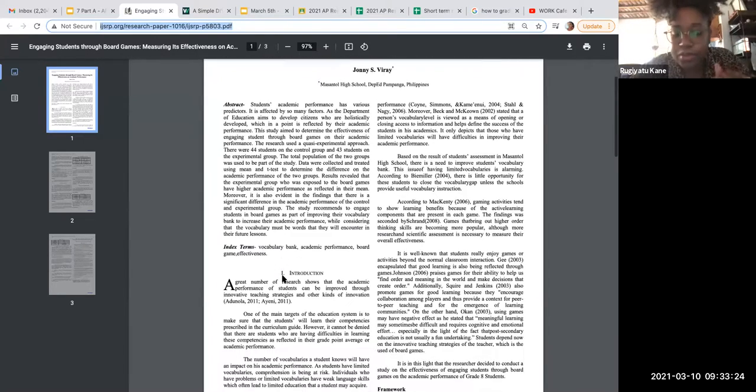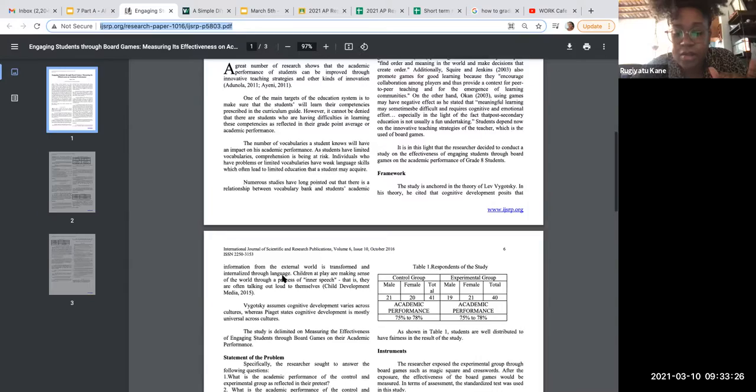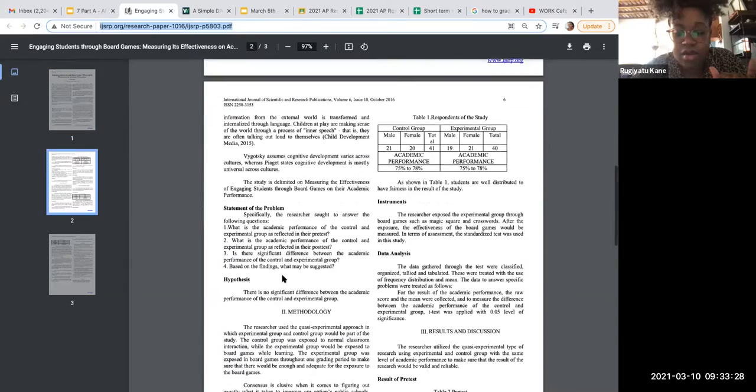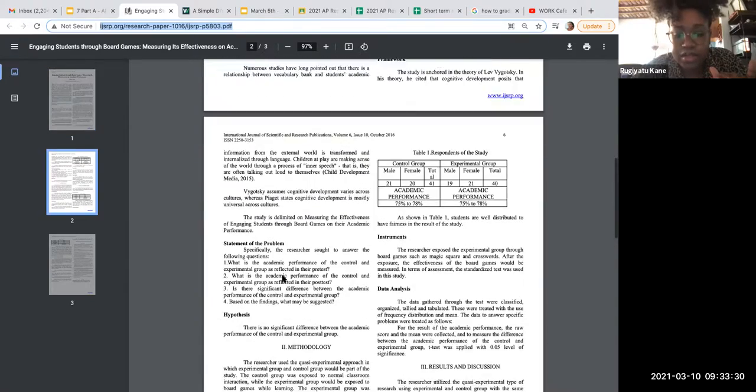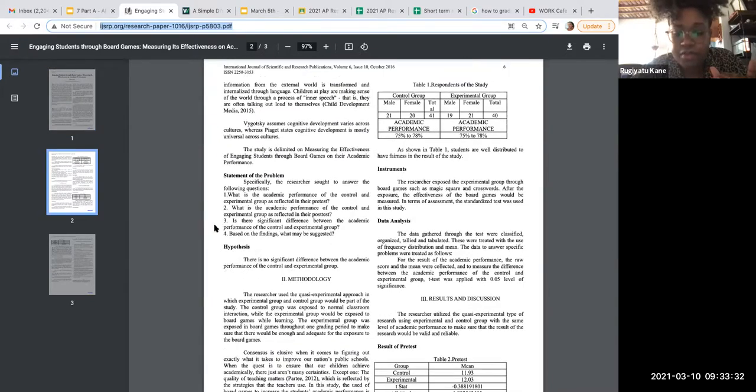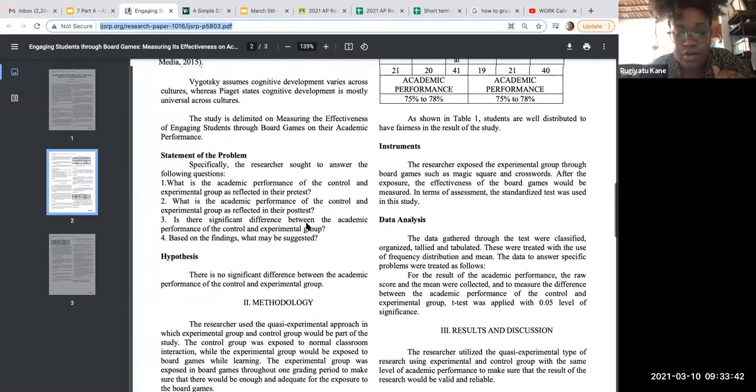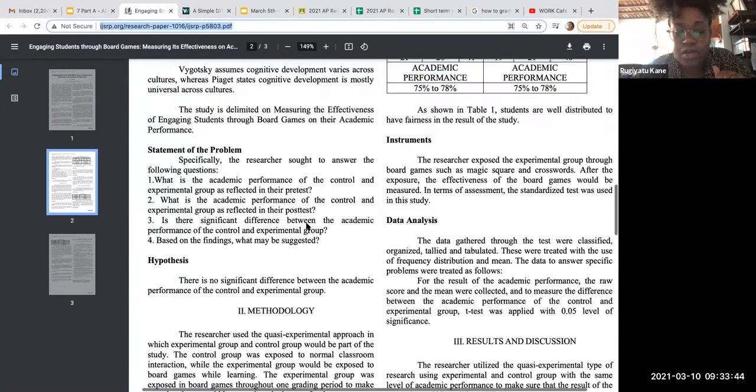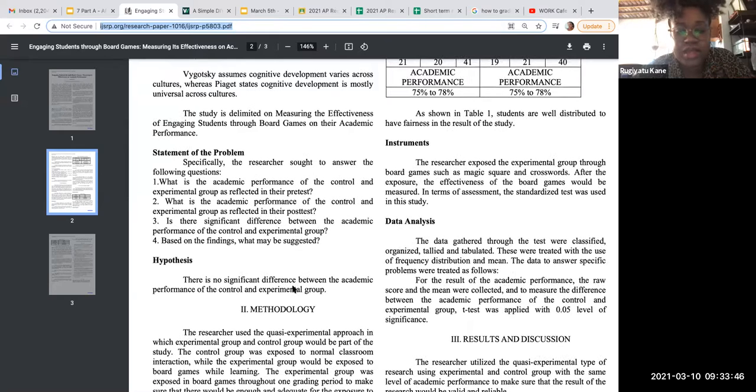But we're going to skip through the introduction and the framework, and I want us to look at here, there is a statement of the problem and a hypothesis. So for the statement of the problem, they want to look at three different questions. Can anyone read here what these three questions were and the hypothesis?